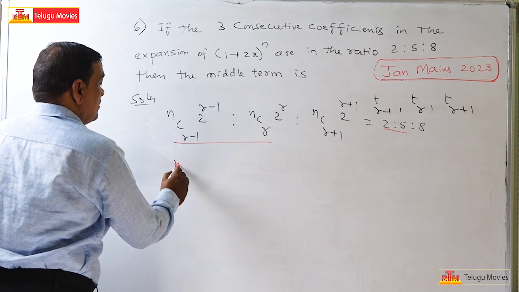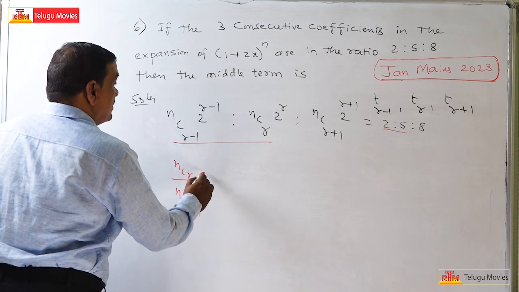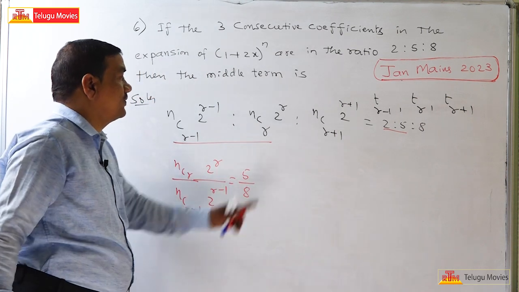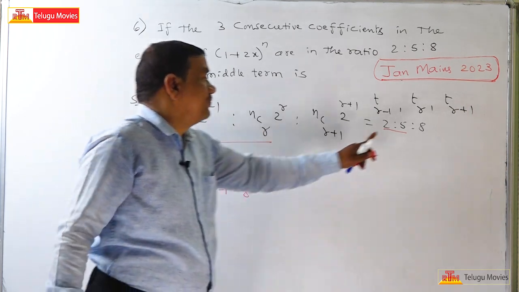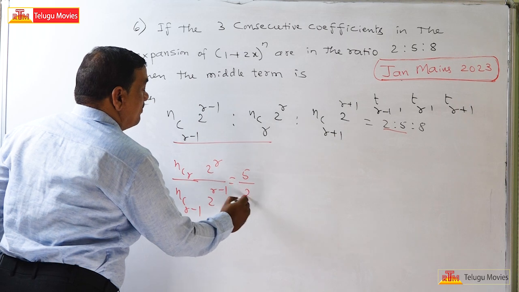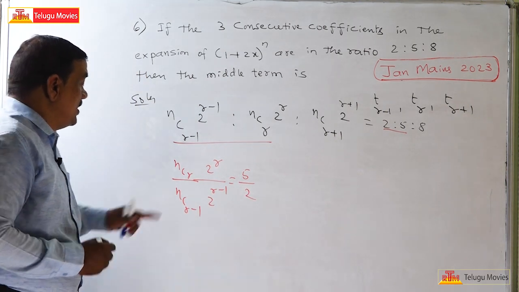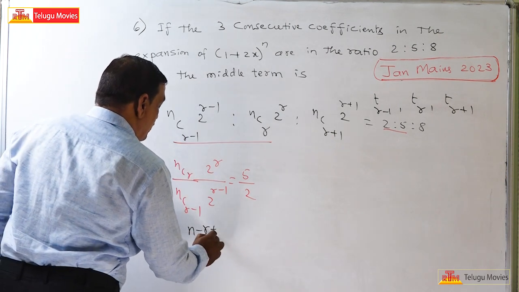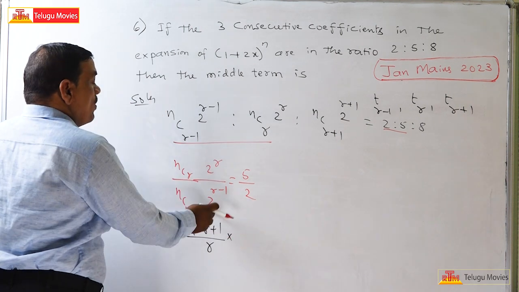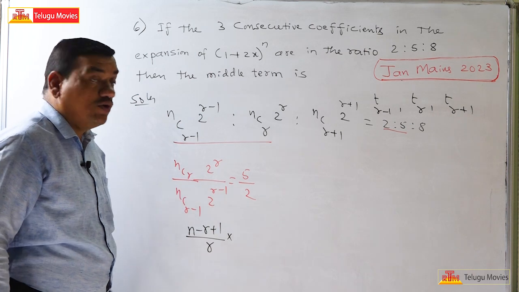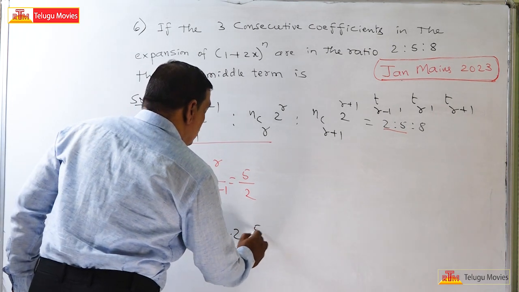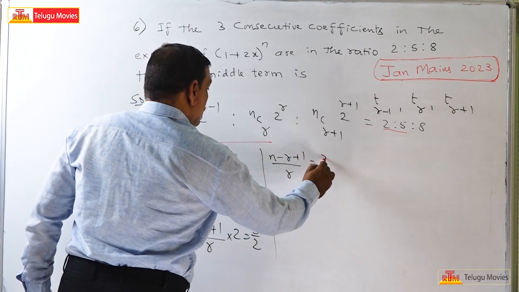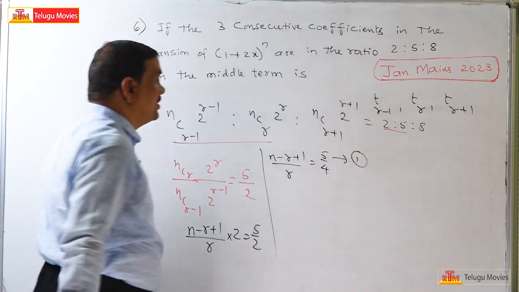So divide nCr by nC(r-1), times 2^r by 2^(r-1), which is equal to 5 by 2, the second term by the first term. nCr by nC(r-1), the direct formula is (n - r + 1) by r, times 2^r by 2^(r-1). 2^r cancels and here 2 remains. This is 5 by 2, so (n - r + 1) by r is equal to 5 by 4. Call it equation number 1.